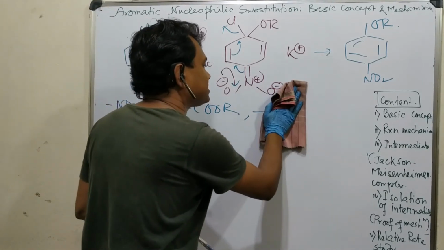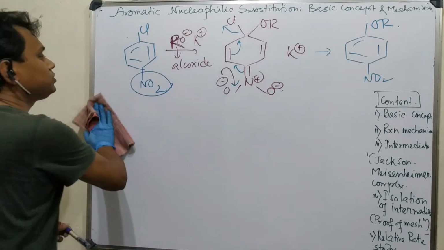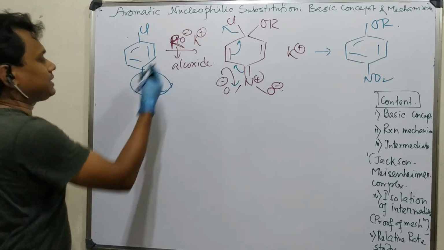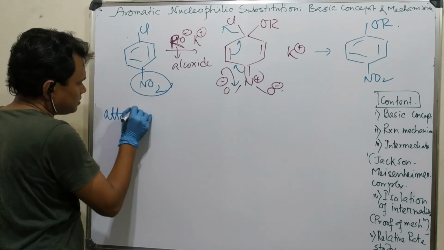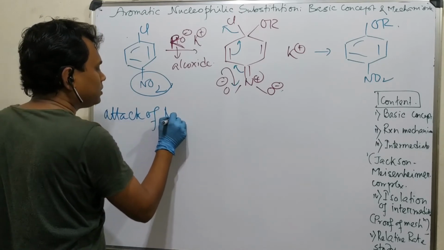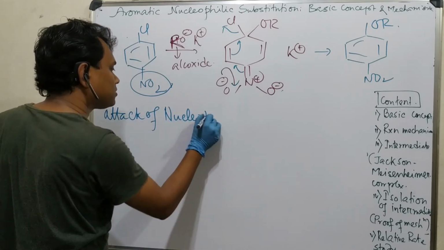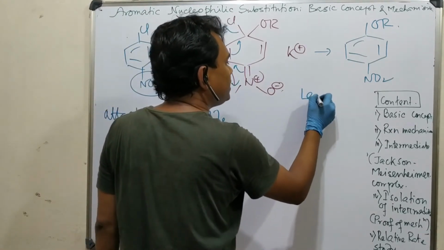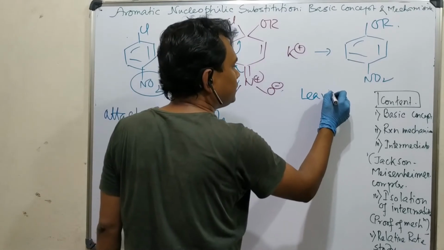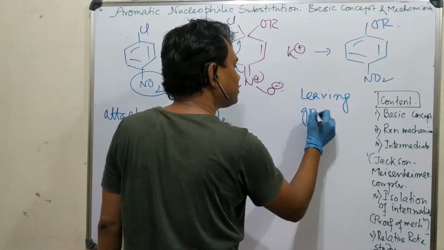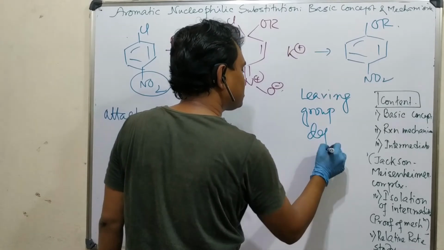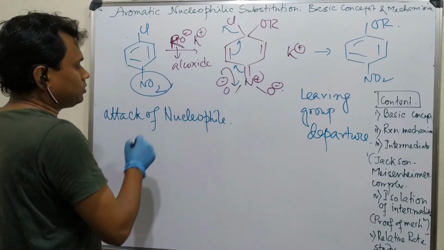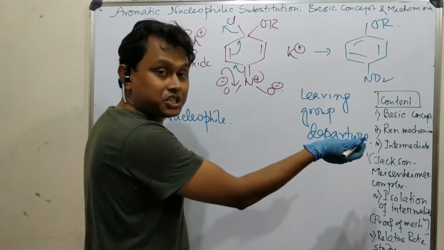Actually this overall reaction is divided into two steps. The first step is the attack of the nucleophile. The second step is the leaving or departure of the leaving group. Okay, these two parts: addition, elimination, both.